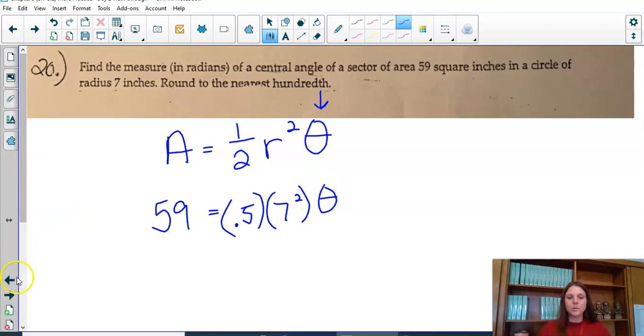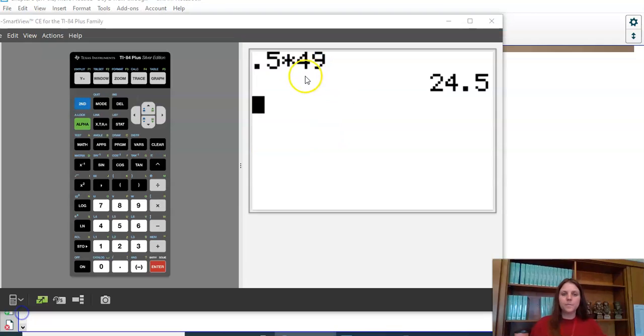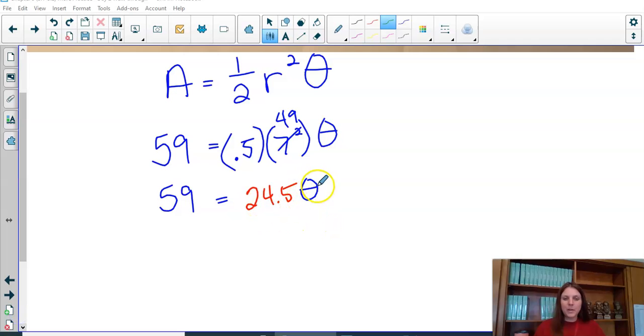Okay, so we need to do some simplifying. 7 squared is 49, and what you're finding here is 1/2 of 49. So I did 1/2 of 49, or 0.5 times 49, and I got 24.5. My last step here is to get theta by itself. I'm going to divide by 24.5 on each side.